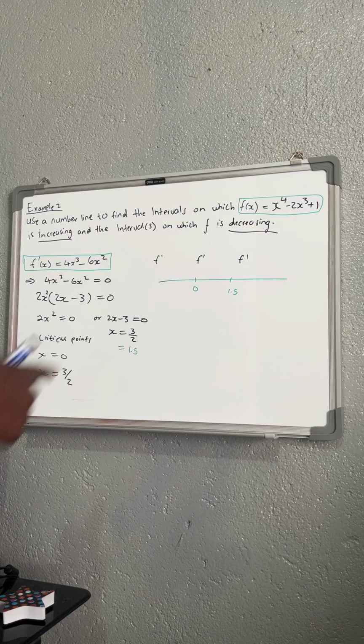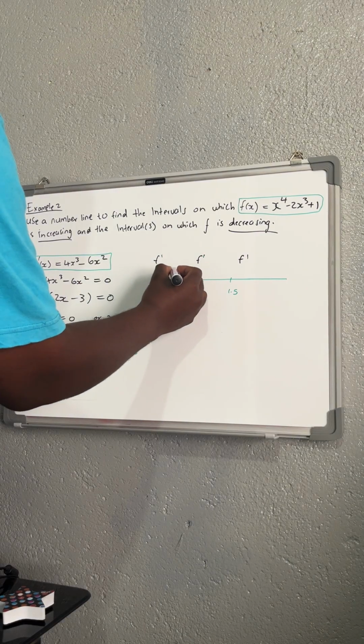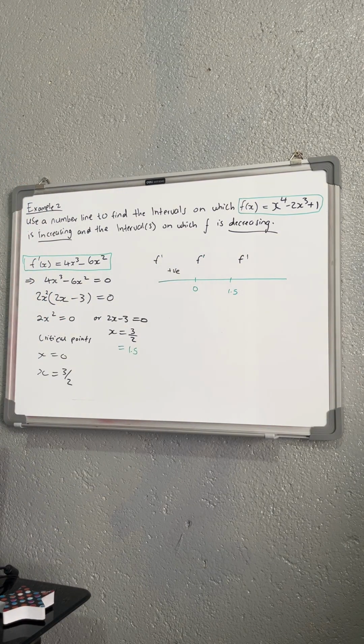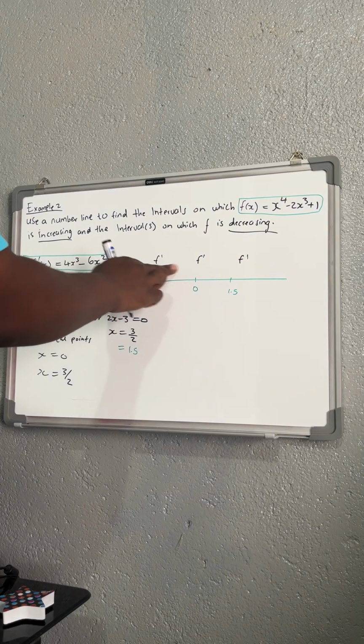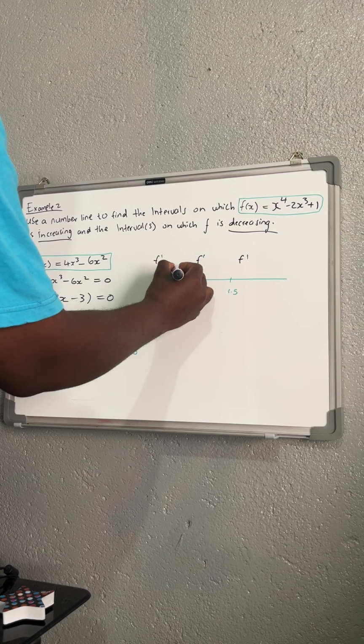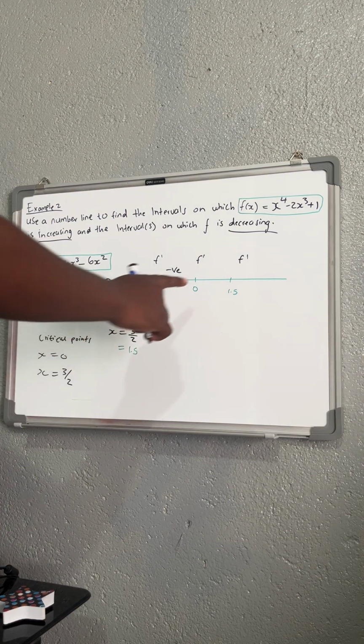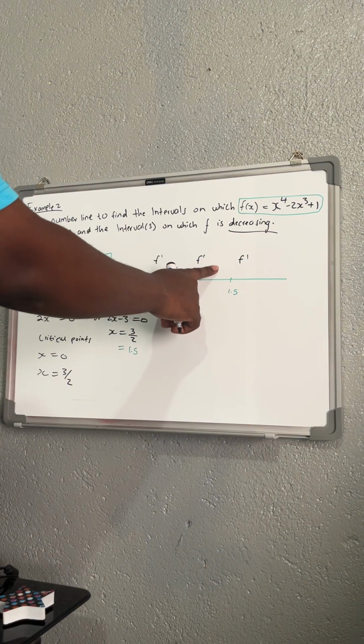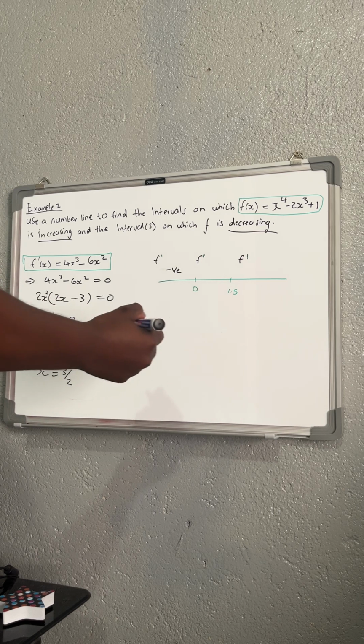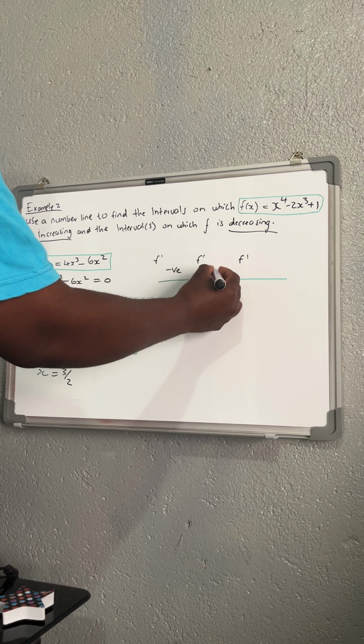So as I said, you can choose any number like -1. Then we are interested in the sign. Oh, I've actually made a mistake. It's a negative. You input -1 into this one and you're getting a negative. Then here between 0 and 1.5, we input 1 into here. You're going to get negative again.